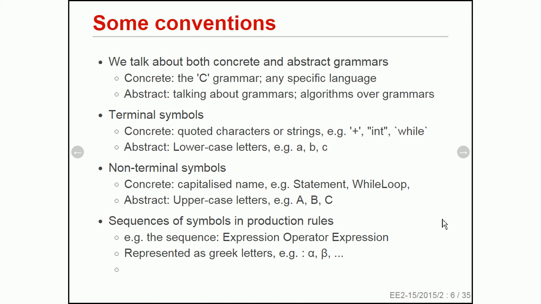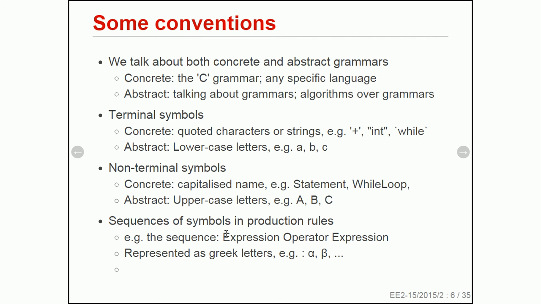Following that sort of theme, when we're talking about abstract grammars, one of the things we need to be able to deal with is sequences of symbols. So in the example we've been looking at, if we have expression followed by an operator followed by an expression, that's a sequence of non-terminals, and the order of those things is important. When we talk about abstract grammars, we have to have placeholders for these. So we'll use things like alpha and beta.